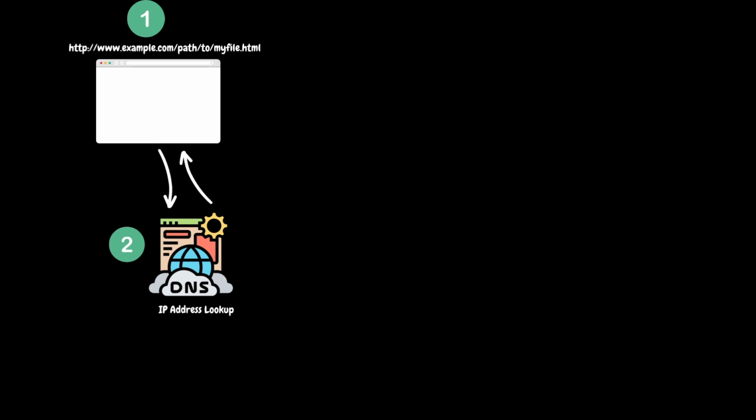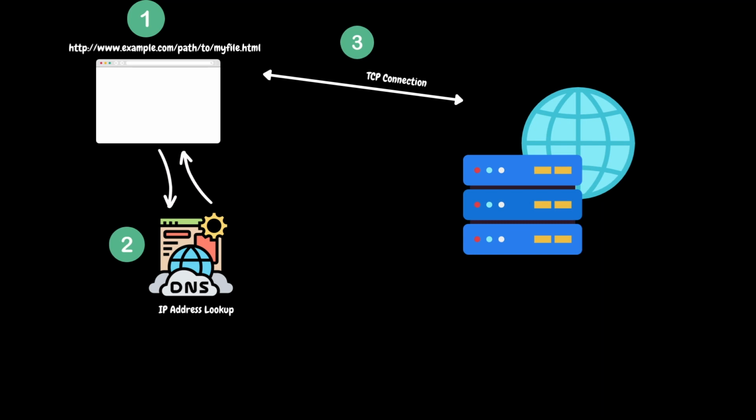This process is called DNS resolution. Here DNS stands for Domain Name System. The browser sends a DNS query to a DNS server to retrieve the IP address associated with the domain. Then, using the IP address obtained from DNS, the browser establishes a TCP connection to the server. If a specific port is specified in the URL, the browser connects to that port, otherwise it uses the default port associated with the scheme.